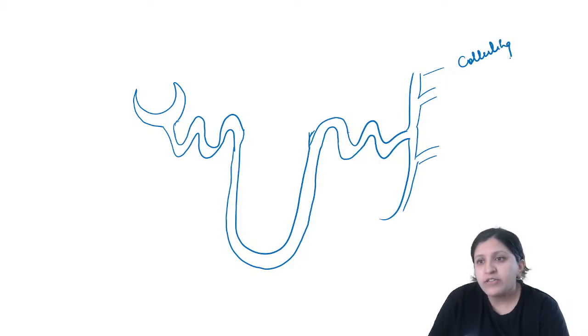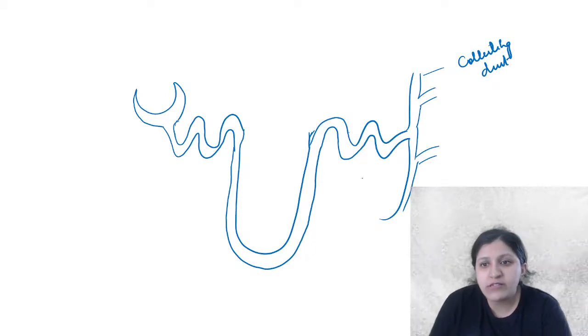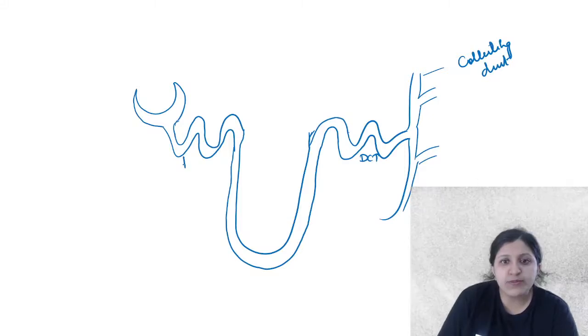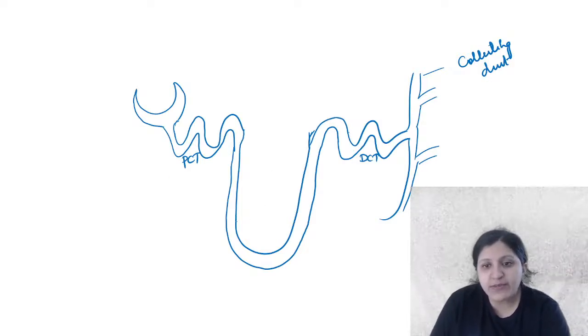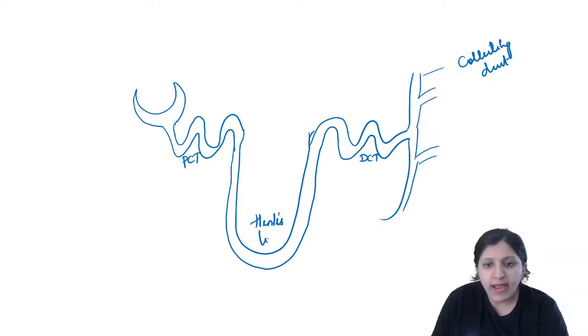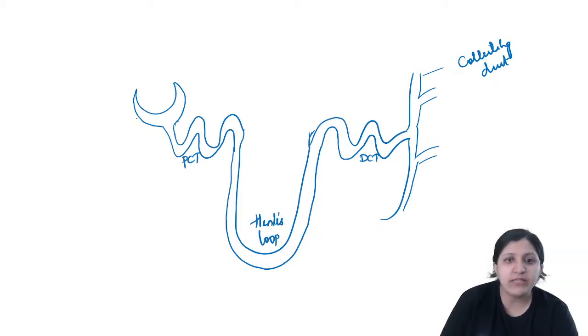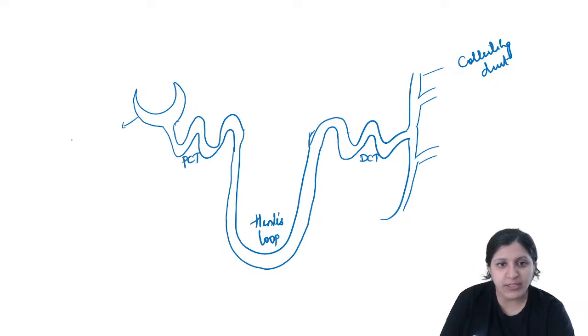Okay, so now this one is the collecting duct. Then this one is the distal convoluted tubule, and this one is the proximal convoluted tubule because it is nearer. Proximal is nearer, so we find it nearer to the Bowman's capsule. And this particular one is the Henle's loop. All right, and then what else we have? We have this Bowman's capsule. I'll just label it over here.